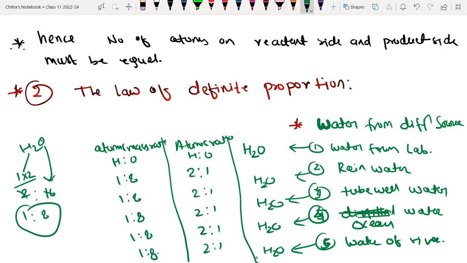Yes, sir. That means whenever we are getting water, they are exactly in the definite proportion from different samples of the same compound. This is called the law of definite composition or definite proportion. Okay, everyone? Yes, sir.